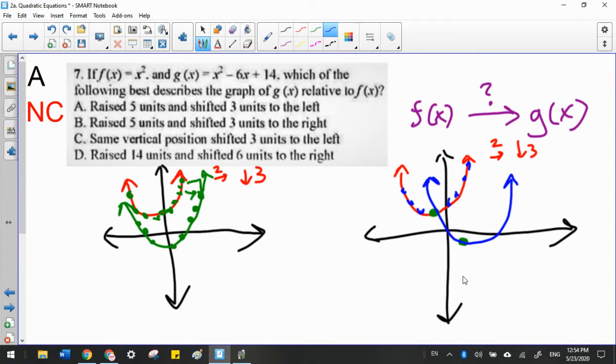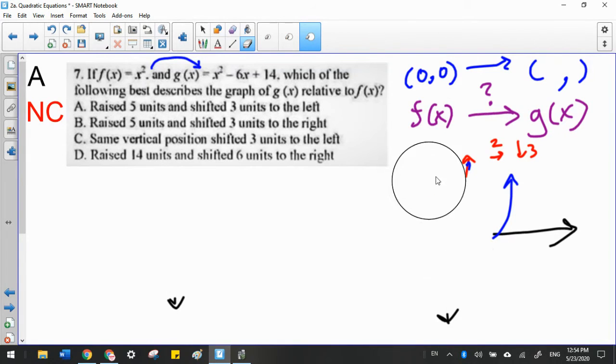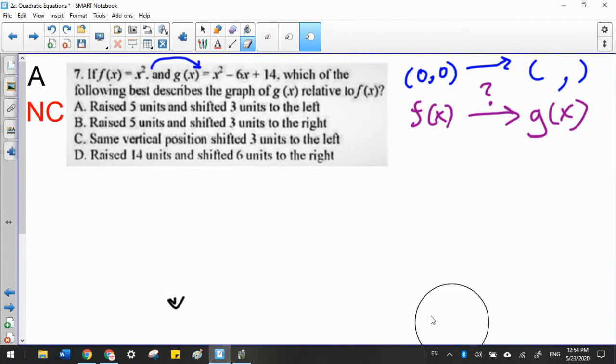And with that in mind, instead of trying to figure out how that graph shifts from x squared to x squared minus 6x plus 14, I really just need to figure out how I shift the original vertex of 0, 0 to the new vertex of whatever g of x has. And knowing that we're only looking for the vertex of g of x means that we can employ our basic formulas for finding x and y values in order to do this problem.